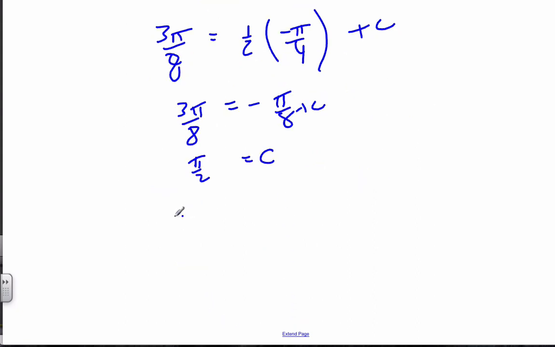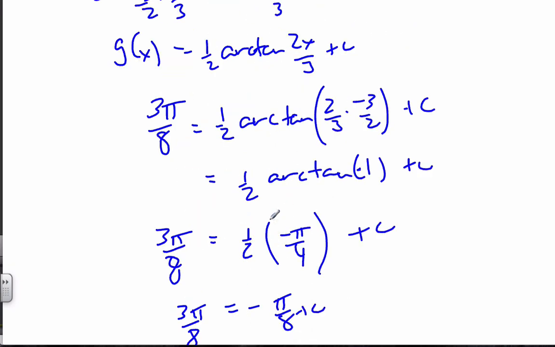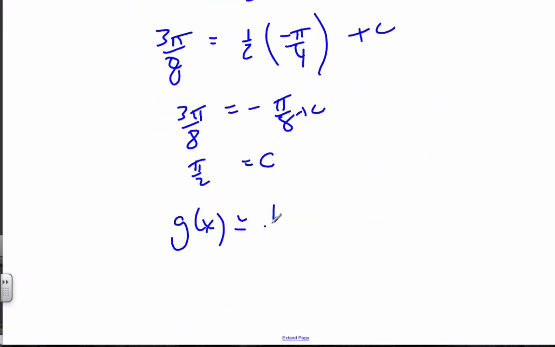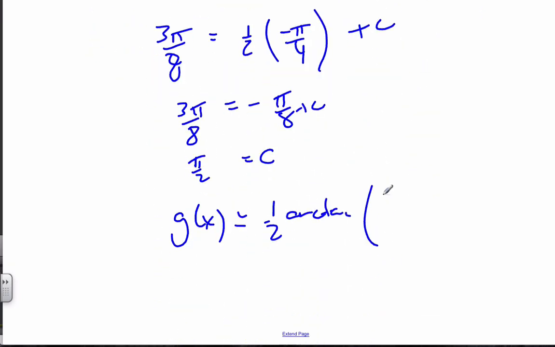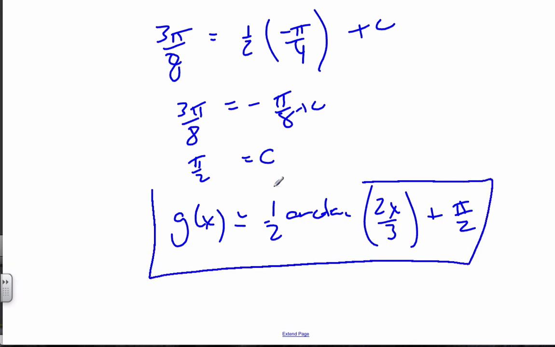And so putting it all together, g of x is equal to half arctangent of 2/3 x plus pi over 2. That is the final answer of the function.